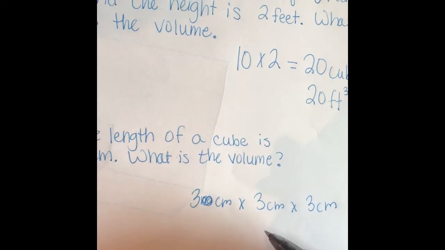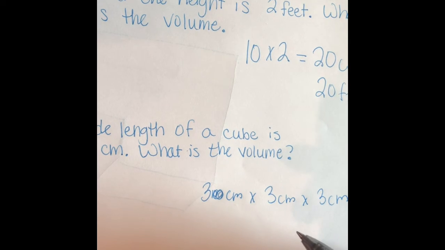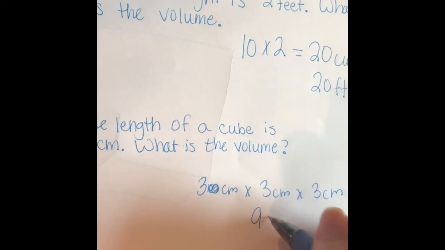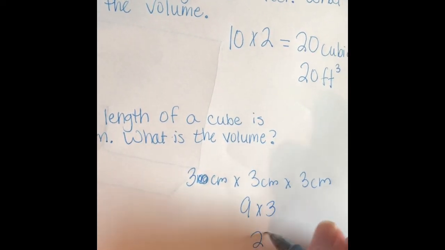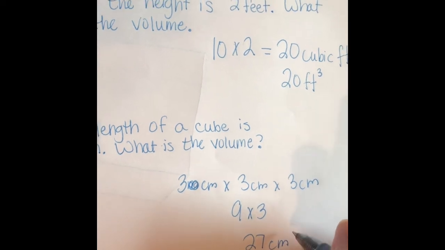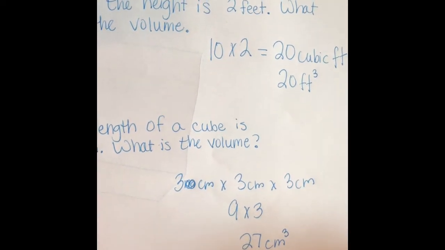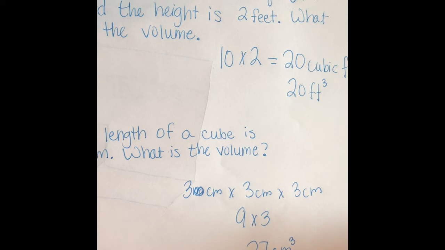So we can multiply all three together to get the volume. So 3 times 3 is 9, and then times 3 gives us 27 cubic centimeters. So that's going to be the volume of the cube.